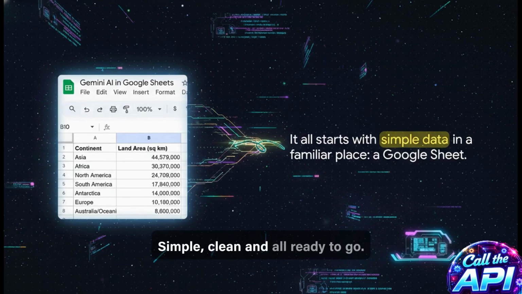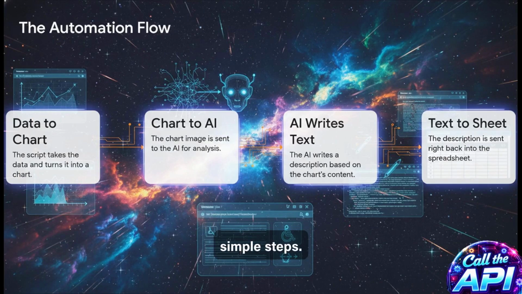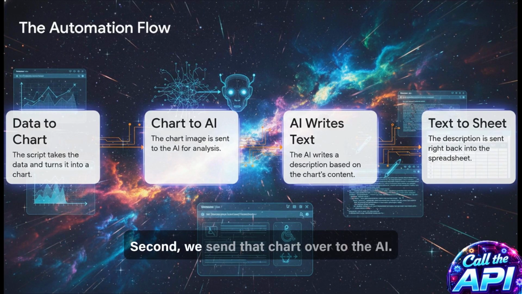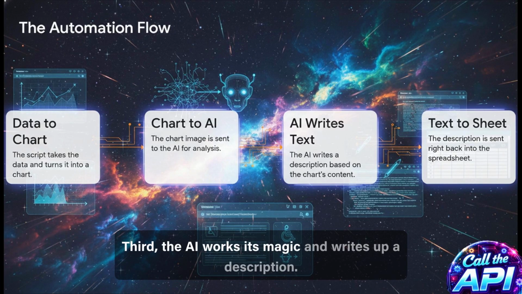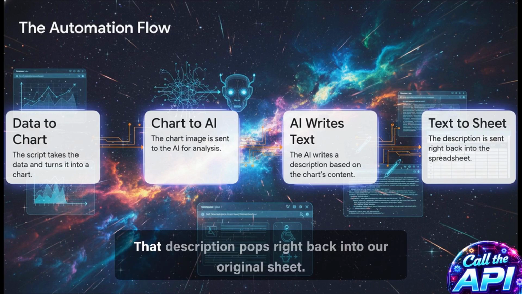Simple, clean, and all ready to go. So here's the entire game plan, broken down into 4 super simple steps. First, our data turns into a chart. Second, we send that chart over to the AI. Third, the AI works its magic and writes up a description. And fourth, this is the best part, that description pops right back into our original sheet.